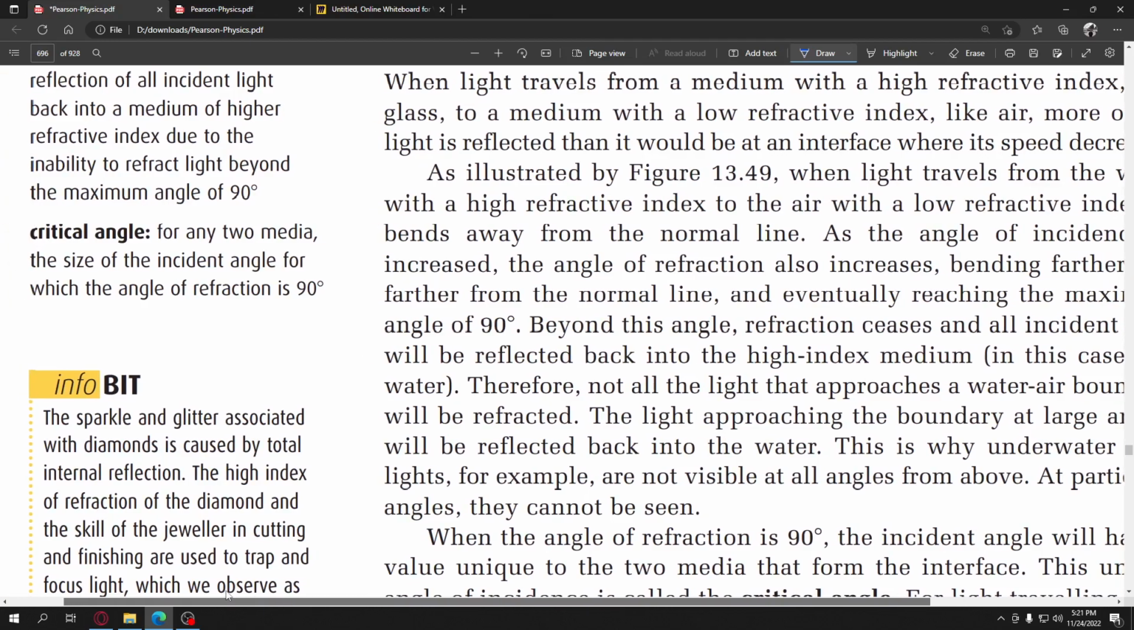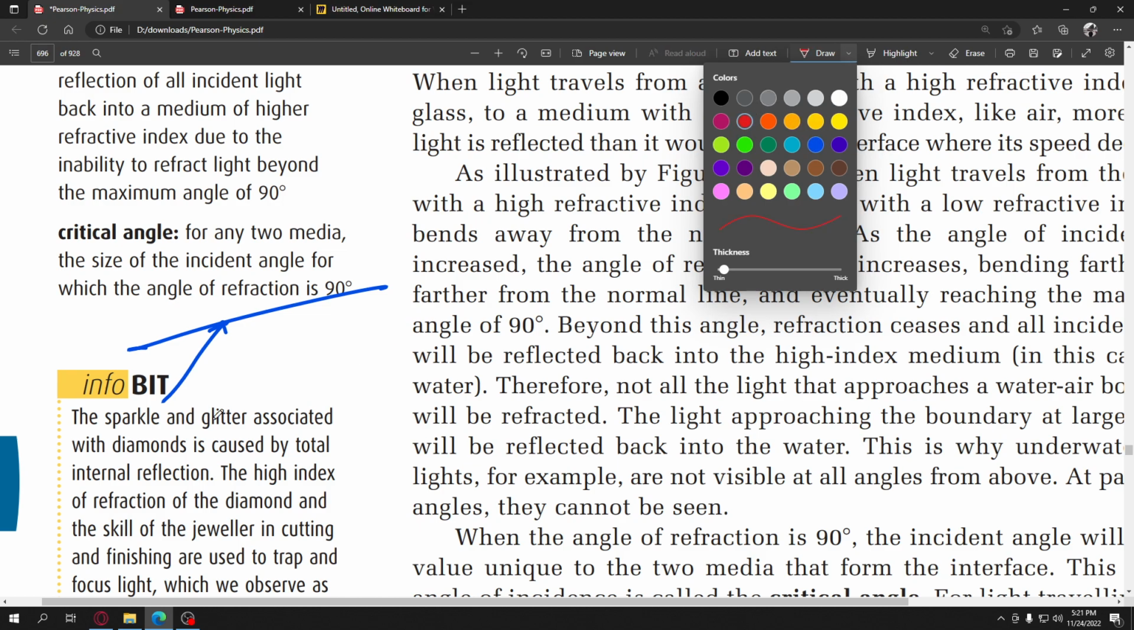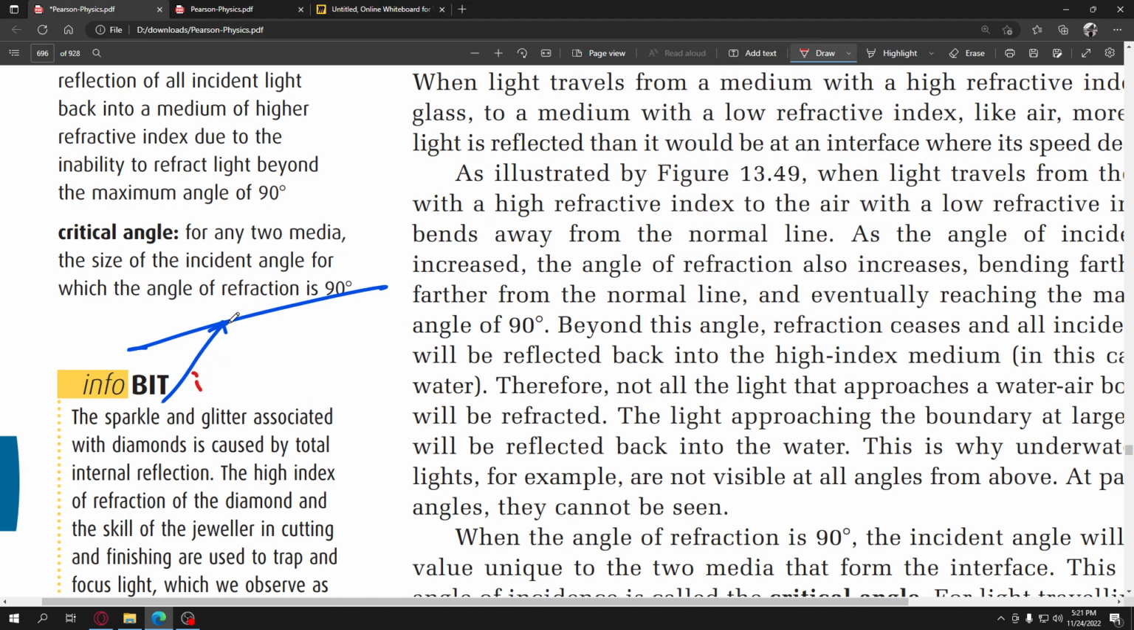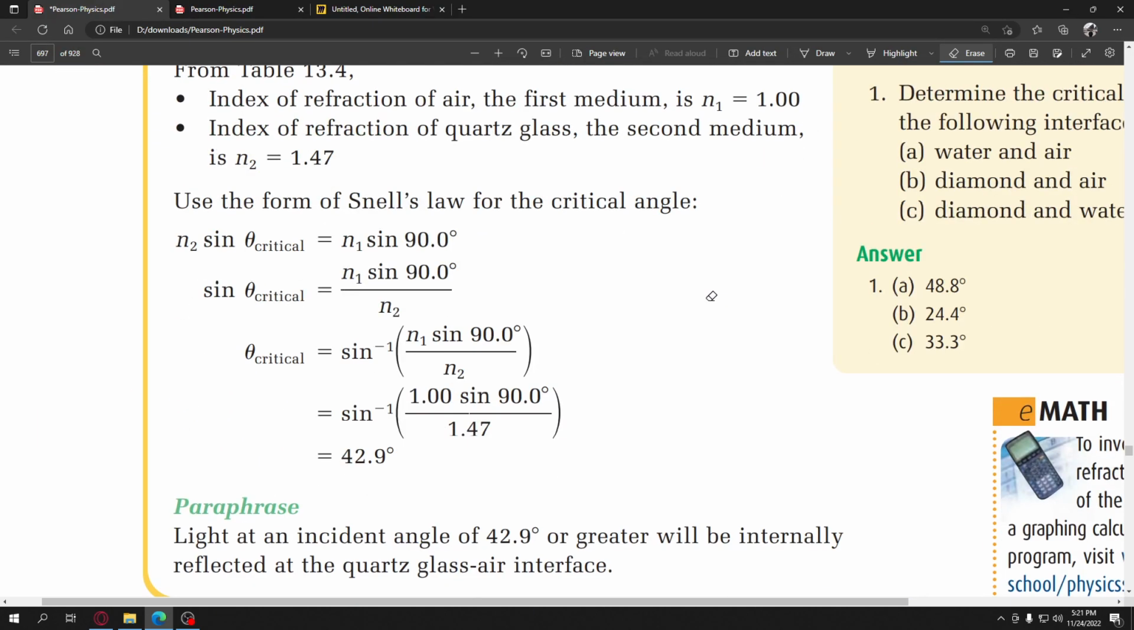Here is the definition. For any two media, the size of the incident angle for which the angle of refraction is 90 degrees. Basically if there are two media and an incident ray such that the refracted angle is 90 degrees, let me draw it with a different color so you can understand better. This is the incident ray, and the refracted angle is 90 degrees. 90 degrees means it's on the surface. This is the critical angle and total internal reflection. What is one common use of total internal reflection? It is optical fiber. And diamond also has a lot of total internal reflection.